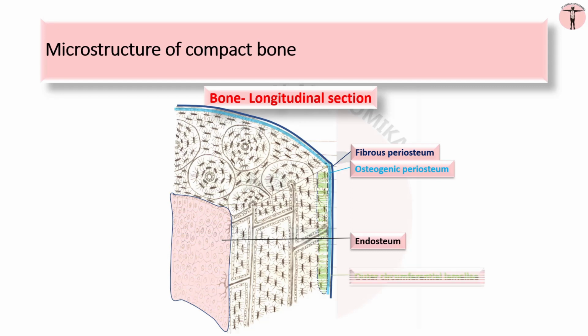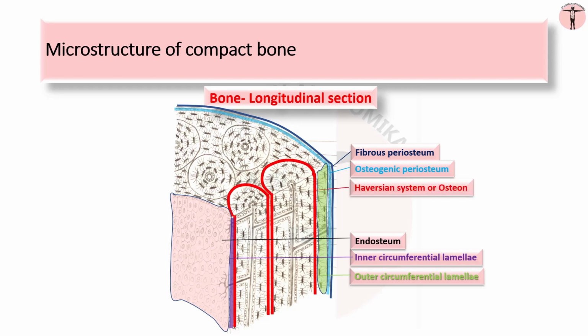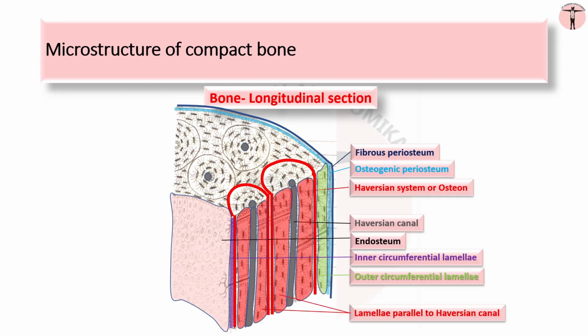Deep to periosteum is the outer circumferential lamellae. Lining of the marrow cavity, the endosteum, is surrounded by the inner circumferential lamellae. Haversian systems or osteons are seen in longitudinal sections with Haversian canals running longitudinally, lodging the reticular connective tissue, blood vessels and nerves. The thin plates of bony lamellae are arranged parallel to longitudinal sections of Haversian canal. Lacunae between the adjacent lamellae are occupied by osteocytes in the living.